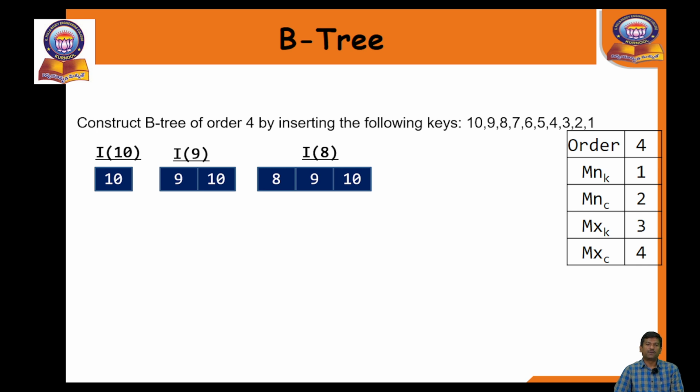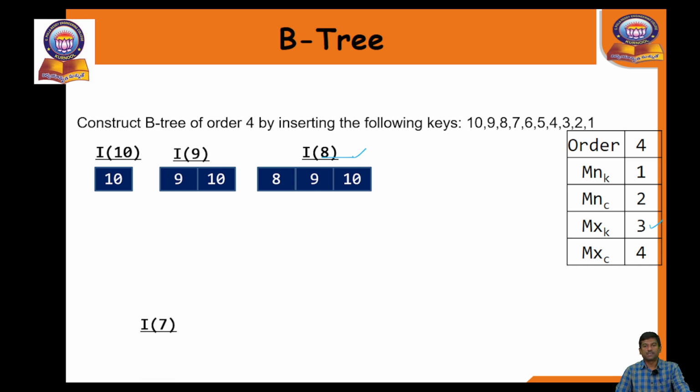So here what is the order? Order is equal to 4. And what is the maximum allowable keys? The maximum allowable keys is equal to 3. And hence this property has been satisfied. That is, 3 keys can be present in a node.